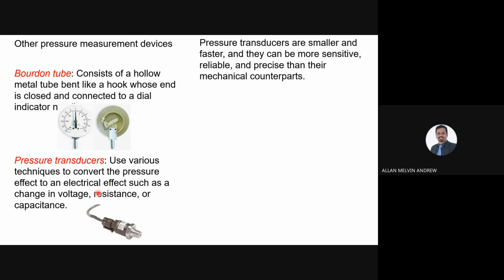So we have pressure transducers. Pressure transducers are smaller and faster, and they can be more sensitive, reliable, and precise than their mechanical counterparts. The mechanical counterpart is the Bourdon tube. So they are more accurate and faster, because nowadays we want a faster response. We want things to move at a fast rate, so we can consider using pressure transducers in our system.